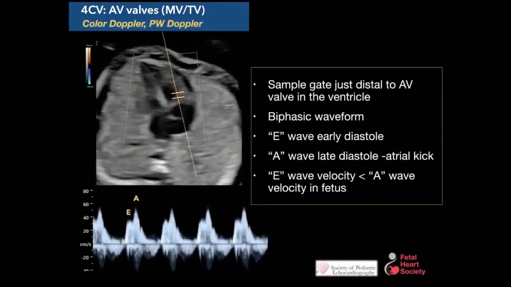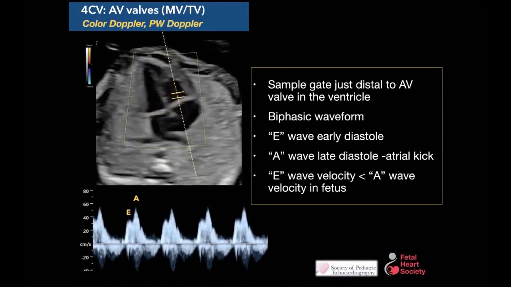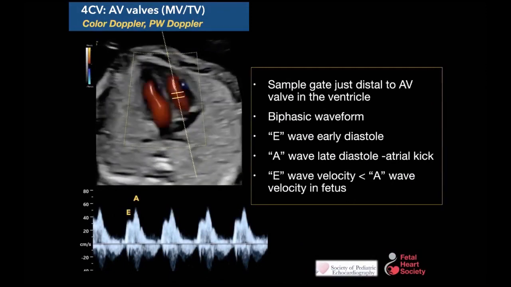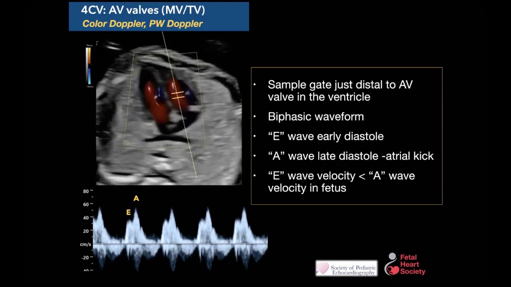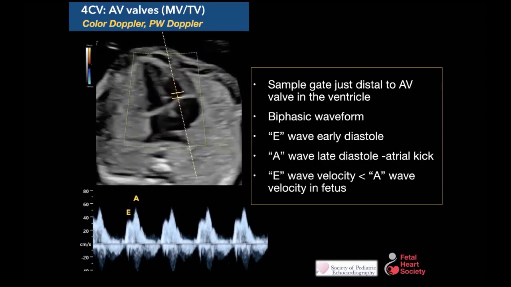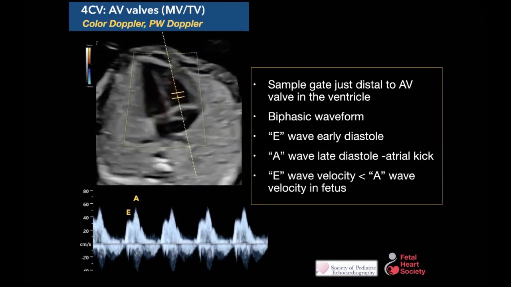And when assessing with pulsed wave Doppler, you want to place the sample gate just distal to the AV valve in the ventricle. The normal waveform is biphasic, as we see here. We have the E wave, which represents early diastole, and the A wave, late diastole and the atrial kick. And the E wave velocity should be less than the A wave velocity in the fetus.